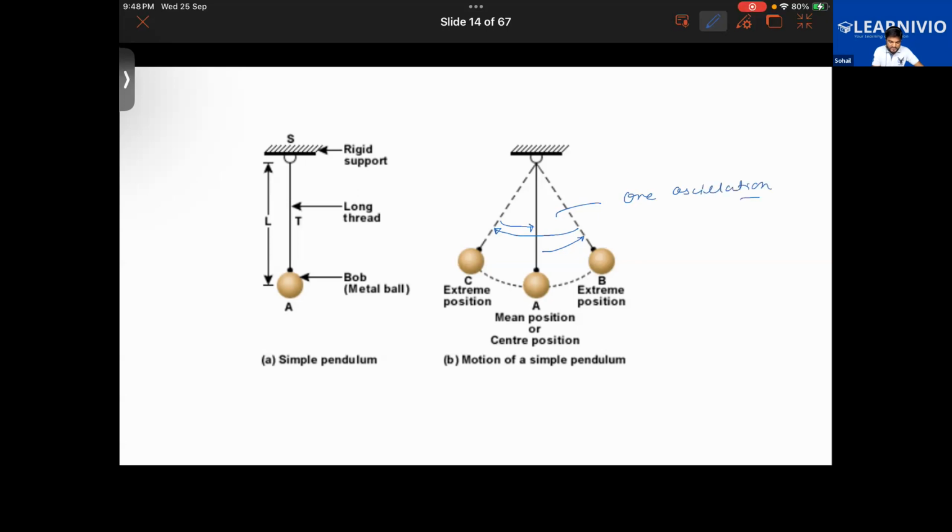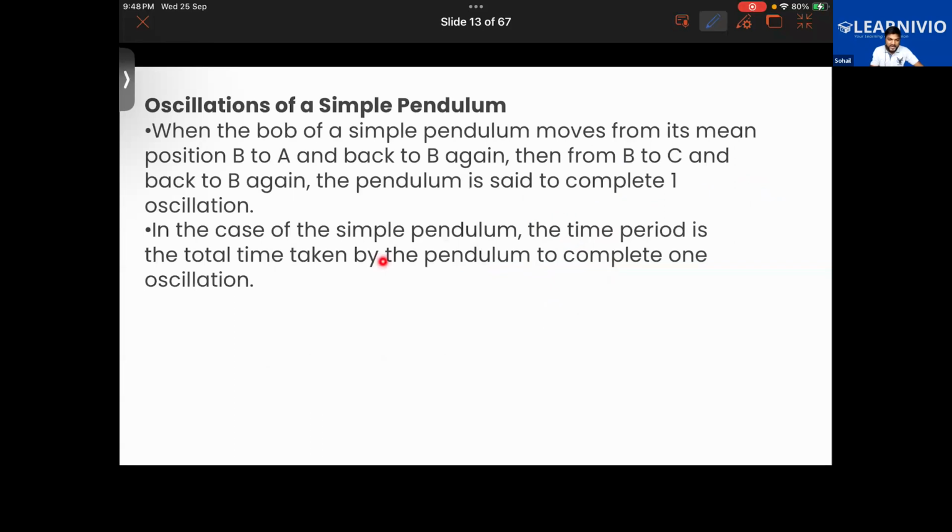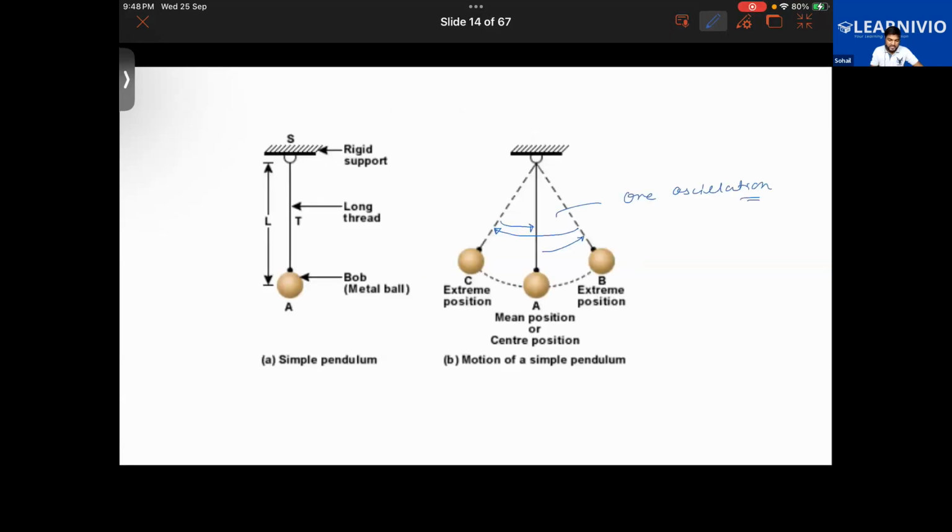Okay, that is one thing. Further, this must have taken some time to complete one oscillation. So the time period is basically the total time taken by the pendulum to complete one oscillation. Whatever time it took to complete that oscillation, that is the time period. So that is the oscillation and time period of this pendulum. Hope you guys are getting this.